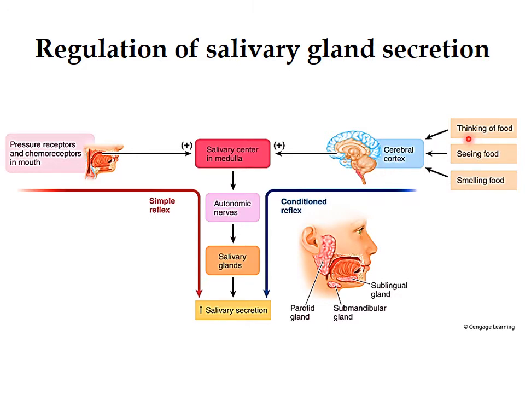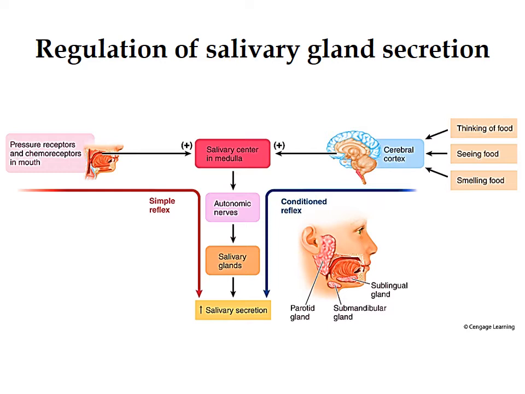Here are the examples. Thinking about the food, seeing the food, or smelling the food. Any of these three stimuli might stimulate the cerebral cortex. The cerebral cortex will be sending the information to the salivary center, and then through the autonomic nervous system, the person will undergo salivation. Conditioned reflex requires prior knowledge about the food.